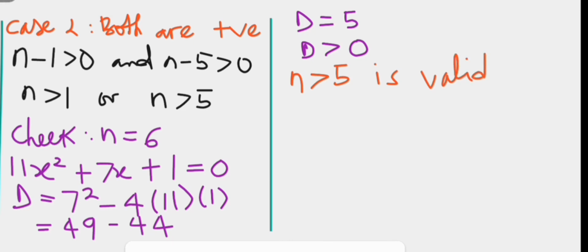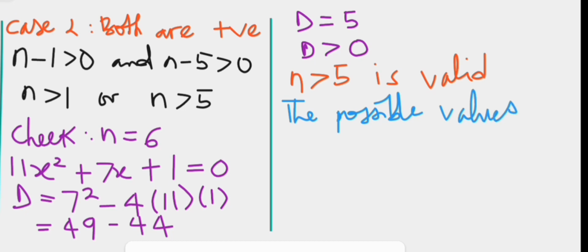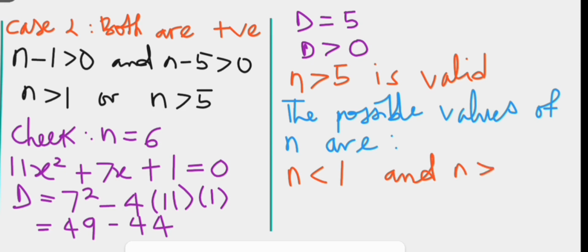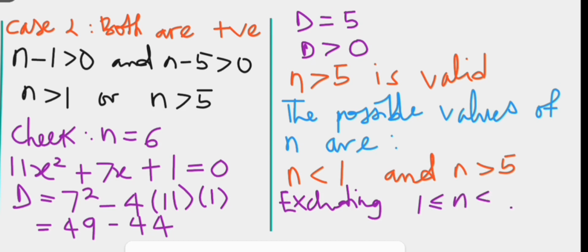Then, having seen the valid solution, we can state that the possible values of n will be n less than 1 and when n is greater than 5, excluding the values 1 less than or equal to n less than or equal to 5. So here is the solution.